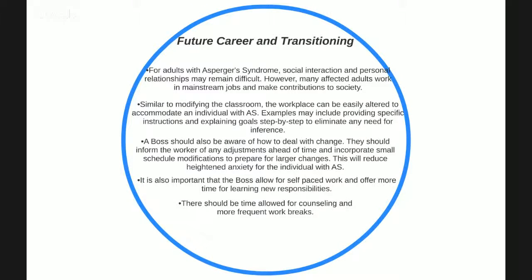Future career and transitioning. For adults with Asperger's syndrome, social interaction and personal relationships may remain difficult. However, many affected adults work in mainstream jobs and make contributions to society. Similar to modifying the classroom, the workplace can be easily altered to accommodate an individual with AS. Examples may include providing specific instructions and explaining goals step by step to eliminate any need for inference. Bosses should also be aware of how to deal with change.